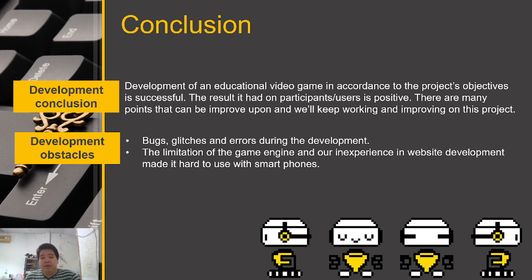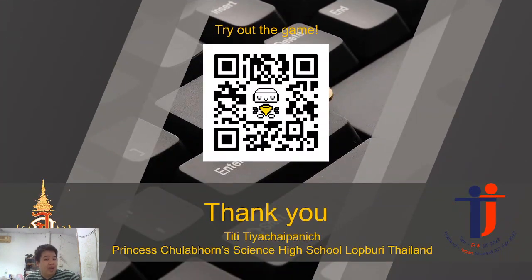Next up are the development obstacles: bugs, glitches, and errors during coding. Then the limitation of the game engine and our inexperience in designing a website made it hard to use with the smartphone. And that is it for my presentation.